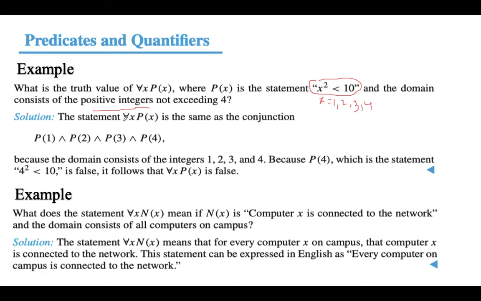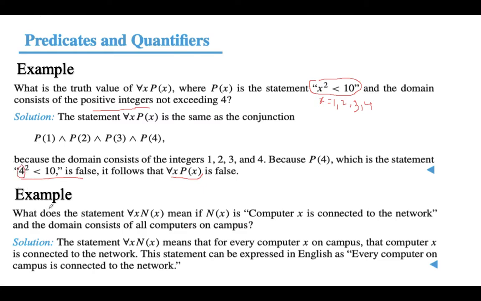All right. So the solution is: the statement for all x P of x is the same as the conjunction P1, P2, P3 and P4, because the domain consists of 1, 2, 3 and 4. Because P of 4, which is the statement 4 square is less than 10, is false, it follows that for all x P of x is false, meaning for this particular value this statement becomes false.